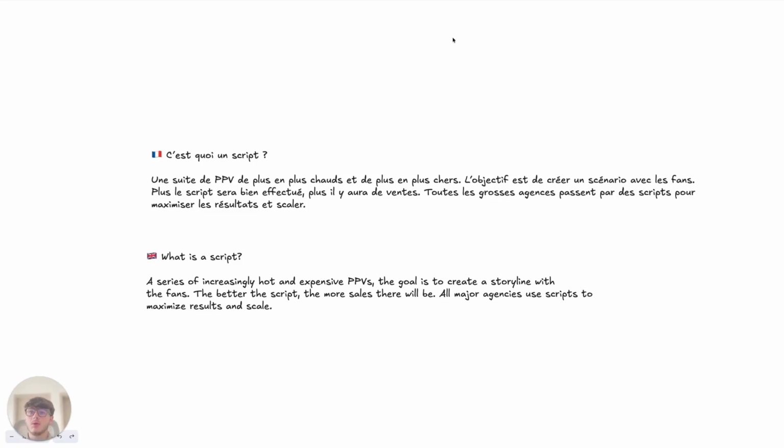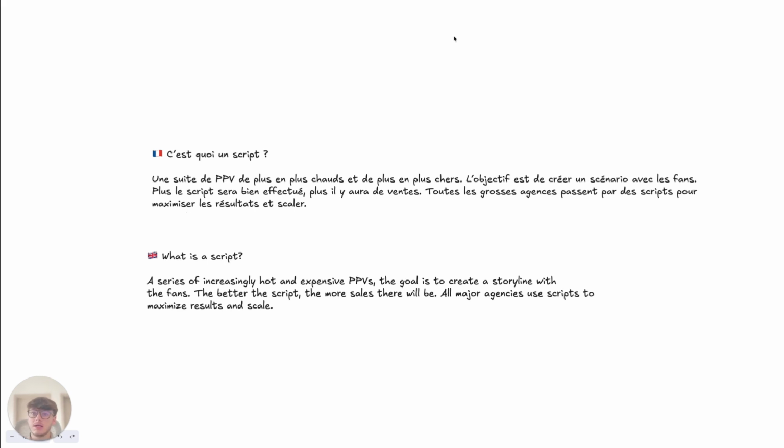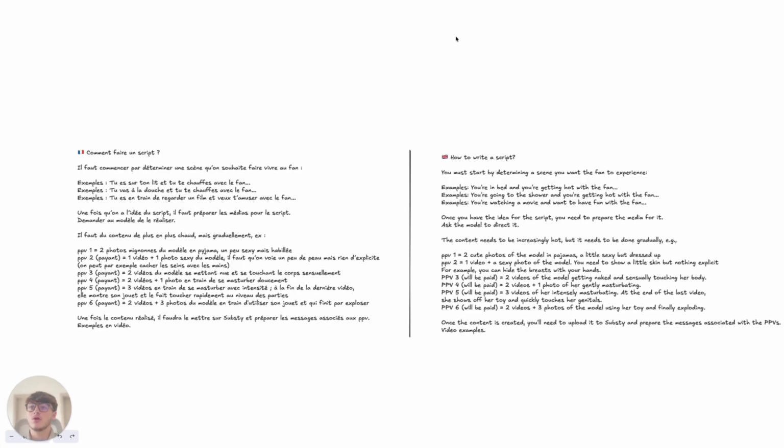So a script is a series of PPVs that will become increasingly intense and also more expensive. The goal is to create a scenario, a fixed scenario, with a fan that will happen live. So the better the script is executed, the more sales there will be. So all the big agencies today use scripts to maximize results and thus scale. So how to make a script?